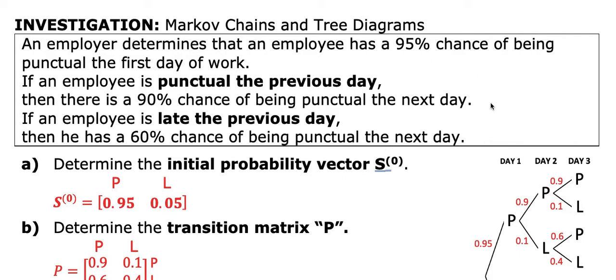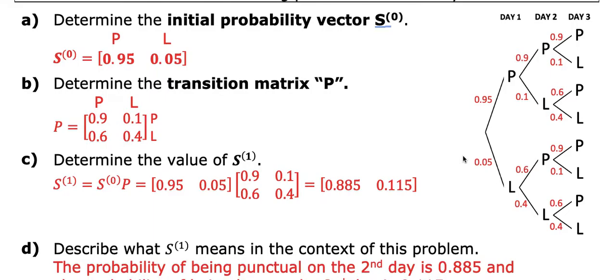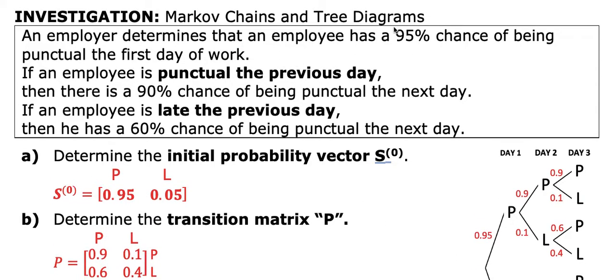So the component that makes this a Markov chain style question is these conditional statements here. And what we have is: determine the initial probability vector. So the initial probability vector gives the probability of each state initially. So being punctual is 95%, so 0.95, and late is 0.05.